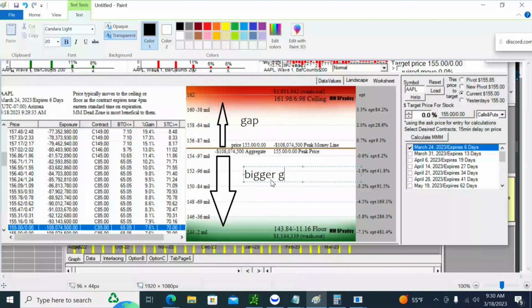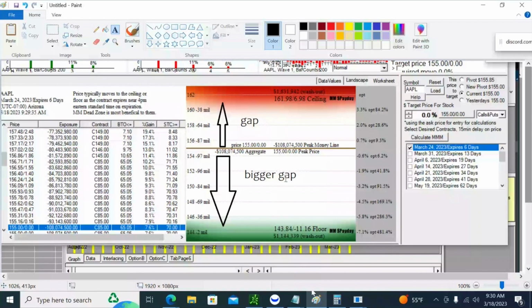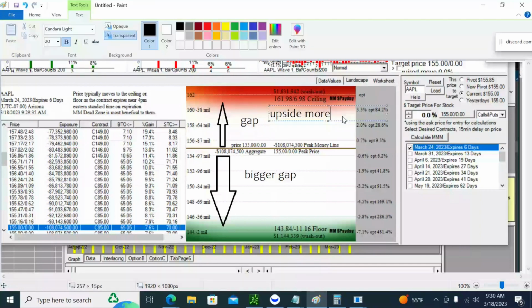That means right now there's less money at stake to the downside, there's more money at stake to the upside. So the upside has more risk. The down half says lesser risk.